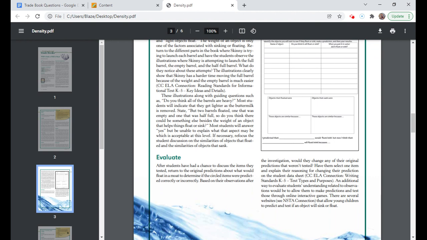I feel like this lesson plan is perfect for me to use in a classroom because it's very hands-on, which is something that I like to do in a classroom, and it's a fun way of getting to learn about density. And yeah, thank you.